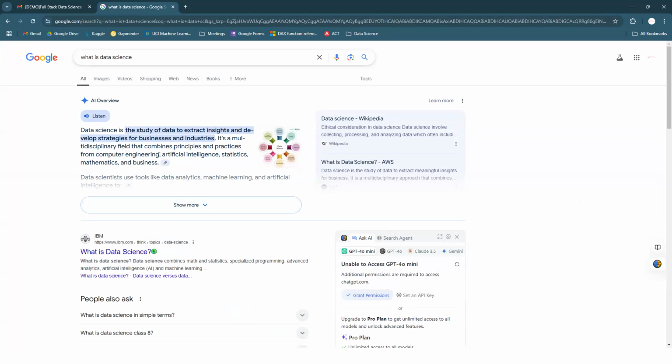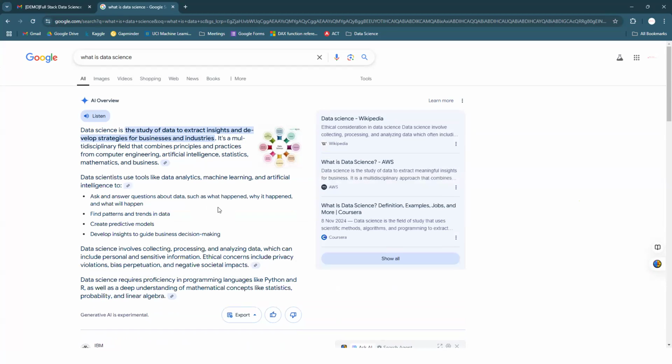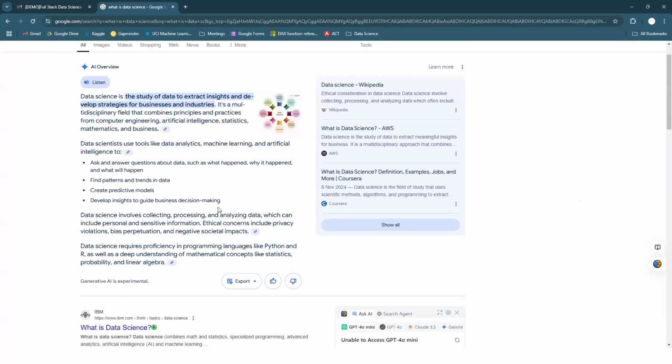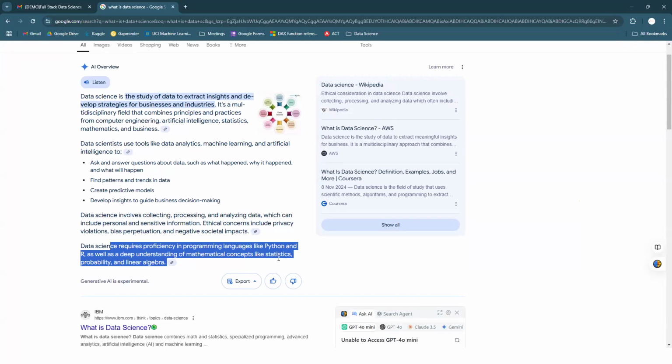Data science is the study of data to extract insights and develop strategies for business industries. As I said, it is a multidisciplinary field that combines principles and practices from computer engineering, artificial intelligence, maths and stats. A lot of things get involved here, guys. It requires proficiency in programming like Python and R, as well as a deep understanding of mathematical concepts like statistics, probability, and linear algebra.